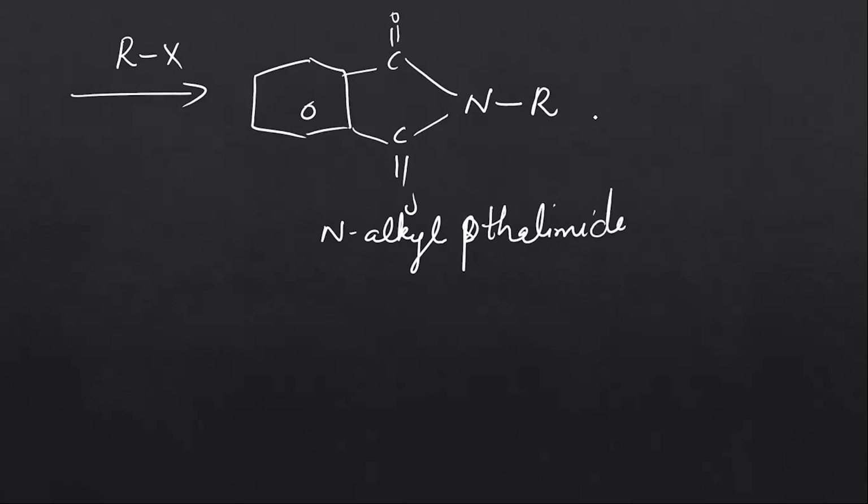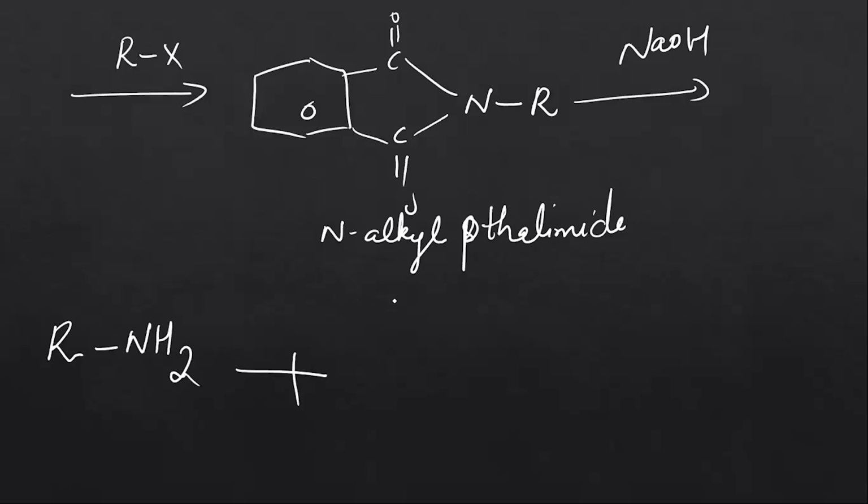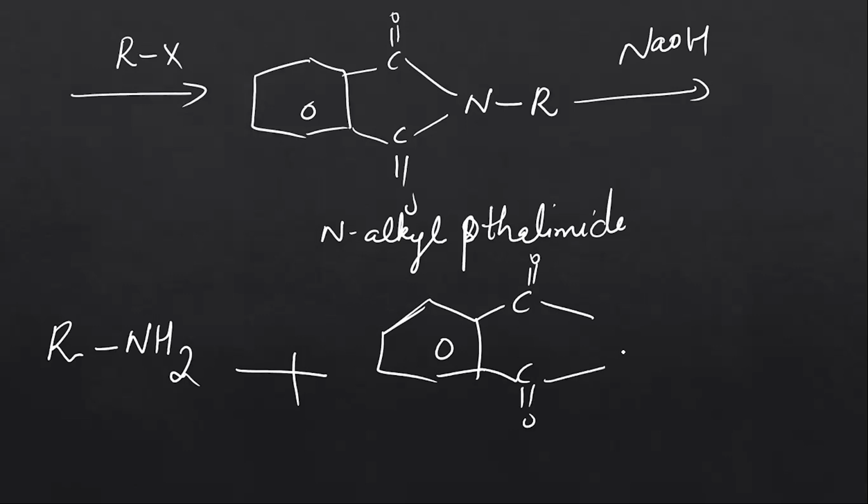So when it is treated with alkali NaOH, you will be getting what? Primary amine, RNH2, along with the salt of this phthalic acid. C double bond O, C double bond O, ONa plus, salt of this phthalic acid. Okay, yes. So primary amine preparation.